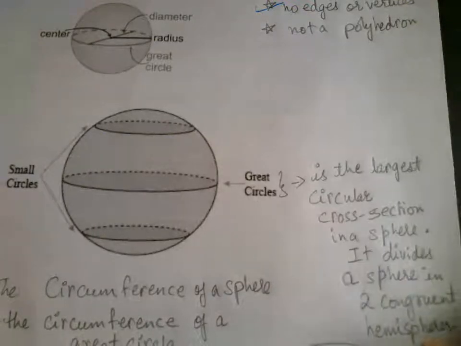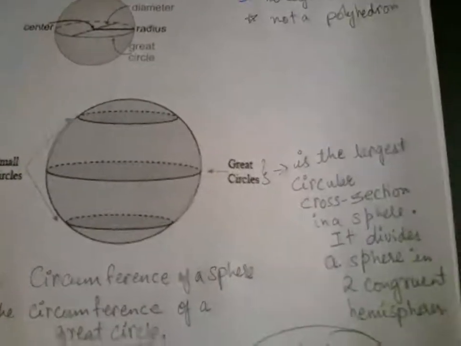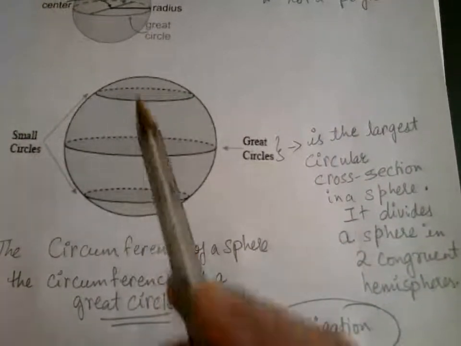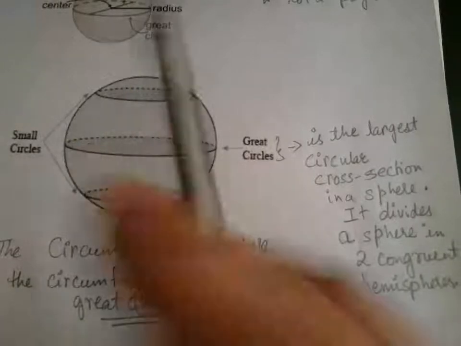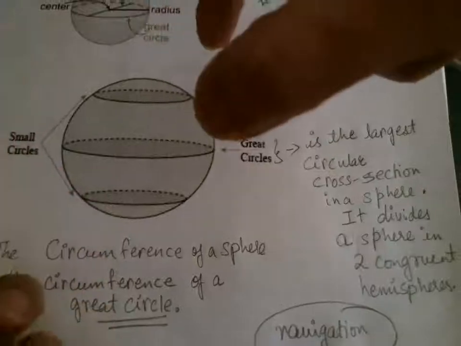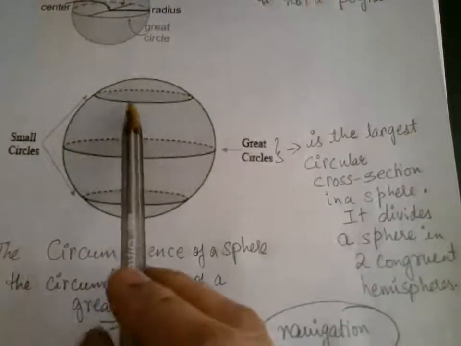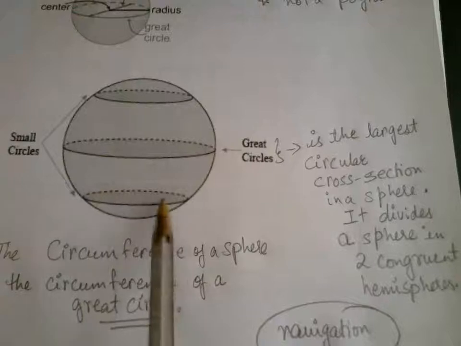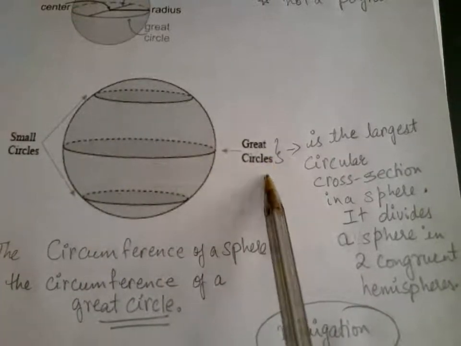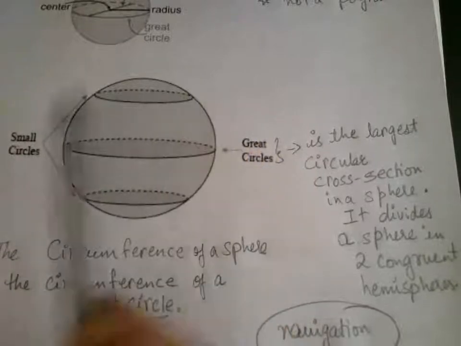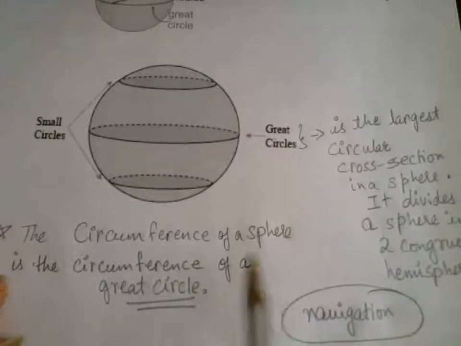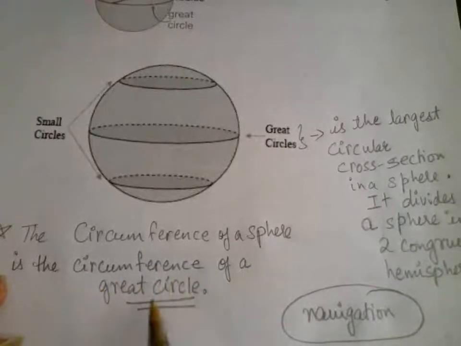It divides a sphere into two congruent hemispheres, up and down, because it just opens up the sphere into the upper hemisphere and the bottom hemisphere. These two circles, at the top and at the bottom, are smaller than the great circle. That is why it is called the great circle, because this is the biggest circle in the sphere. The circumference of a sphere is the circumference of a great circle.